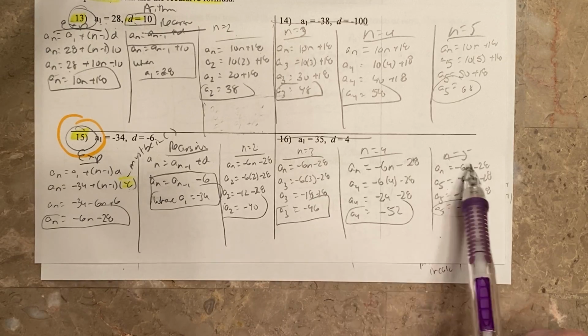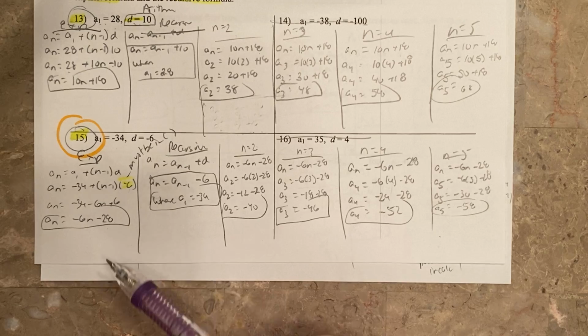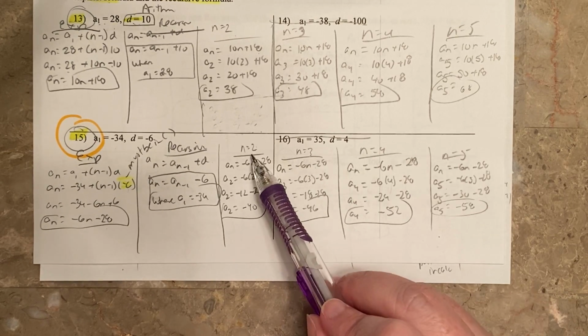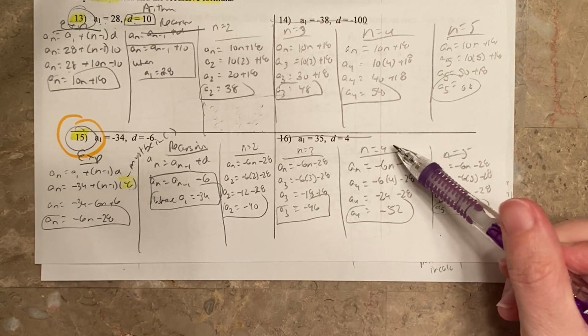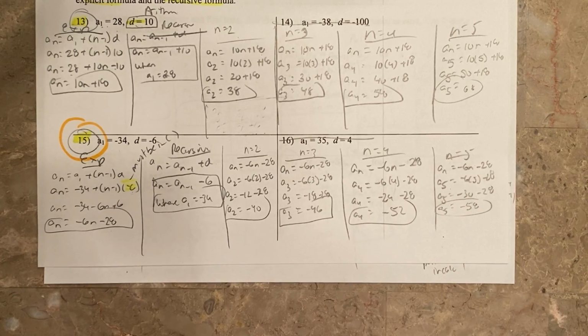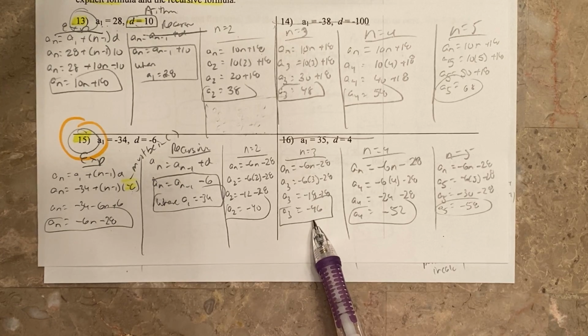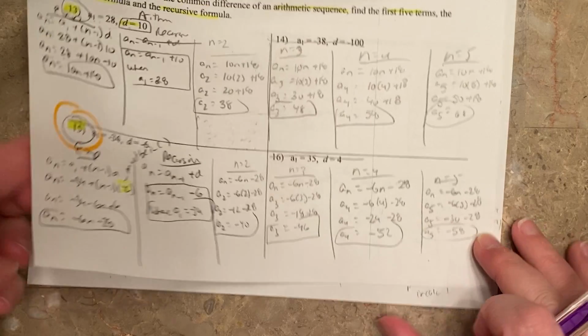All right, for the next 4 terms, I use the explicit, because that's the one that I think is better to use. So each one, you're going to write the original first. For a sub 2, n is 2. For a sub 3, n is 3. A sub 4, n is 4. And for a sub 5, n is 5. For each of them, you're just basically plugging in, multiplying, and subtracting. You should get -40, -46, -52, and -58. So that was for question 15.